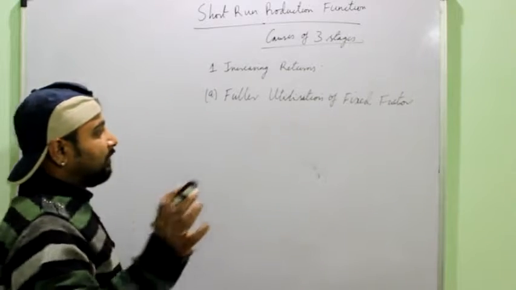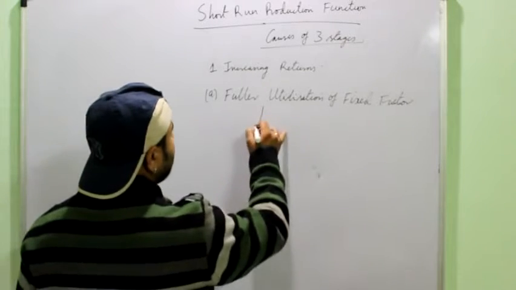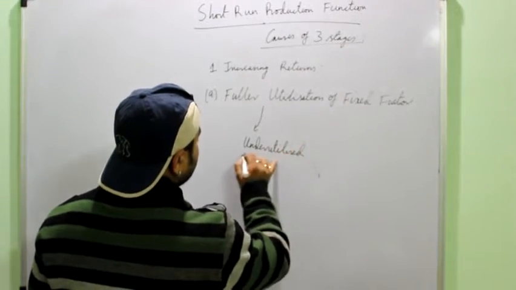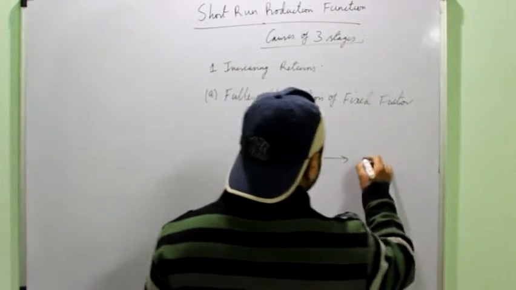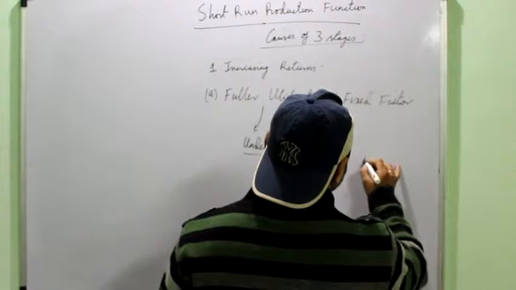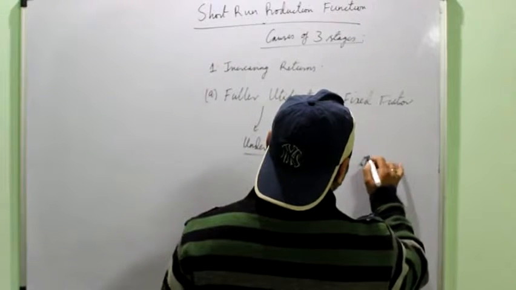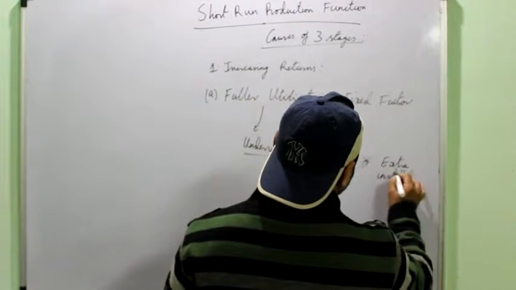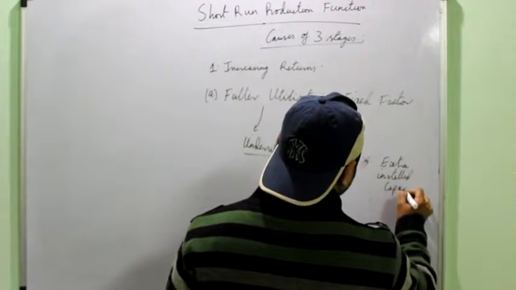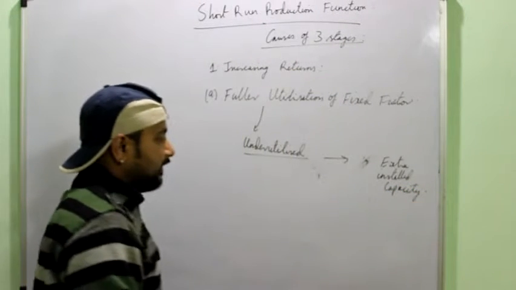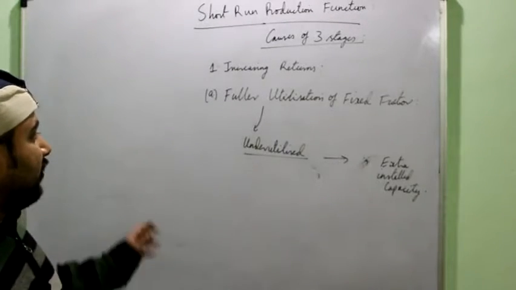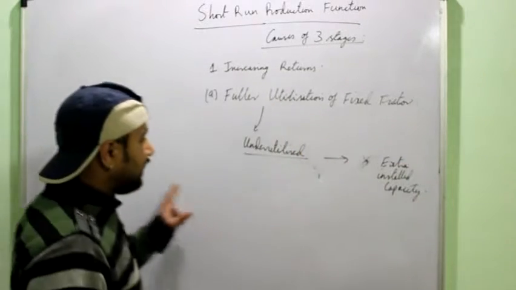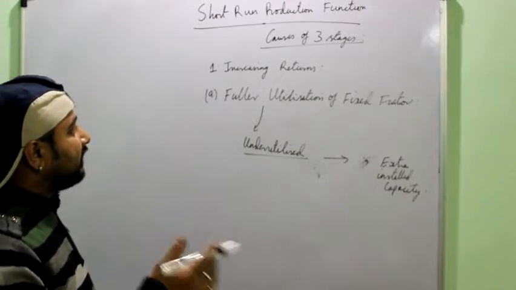So when we slowly increase the variable factor, this underutilized part you can call extra installed capacity. Actually, these are technical words which you should know. In explaining them also you can take the help of it, because the underutilized part of the fixed factor, which exists due to some extra installed capacity, gets utilized and you get the increasing returns.